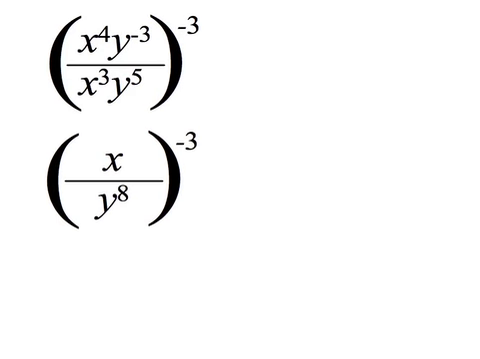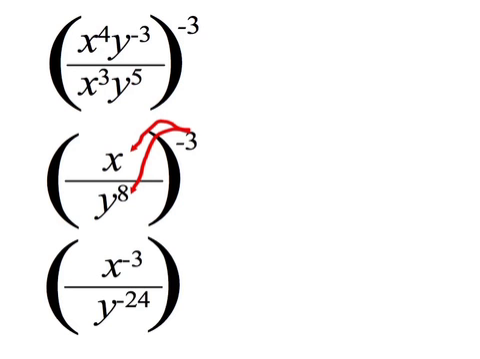And then for the rest of the problem, where we have the quotient taken to the -3rd power, we're going to apply the power of a power, as shown with the red marks. Well, x to the first taken to the -3 is 1 times -3, which gives us x to the -3. And for y to the 8th, we multiply 8 times -3 to get -24.